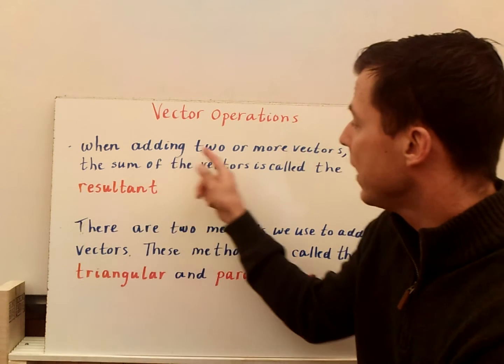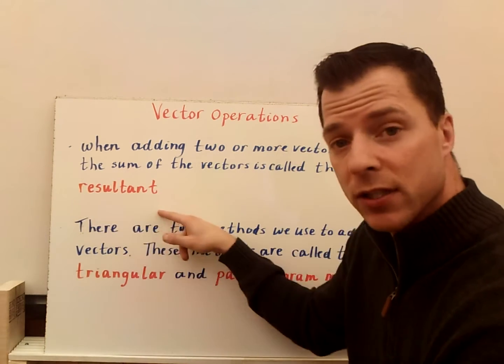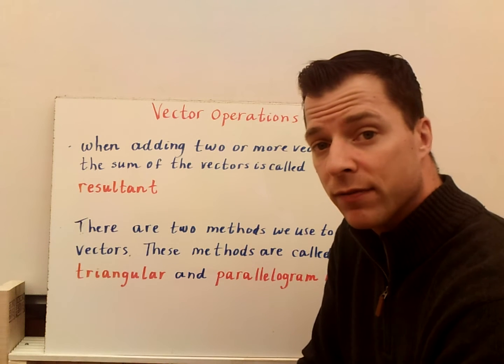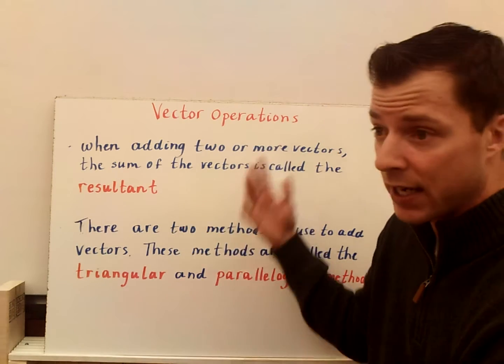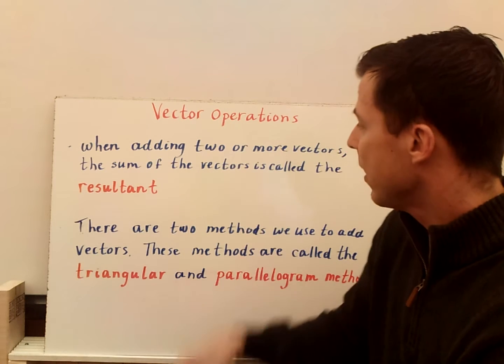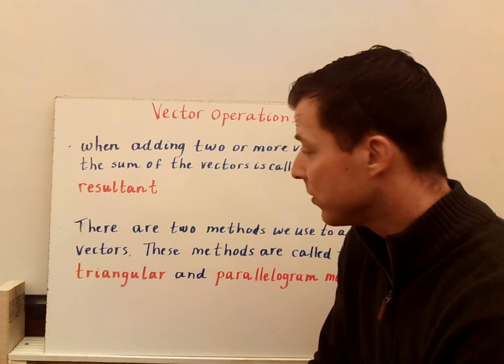So when adding two or more vectors, the sum of the vectors is called the resultant. When you see that resultant, we're talking about adding or subtracting two different vectors. If you're subtracting two vectors, you can say plus a negative. So think about this: when you see that resultant, they're talking about adding two or more vectors. The sum is called that resultant.